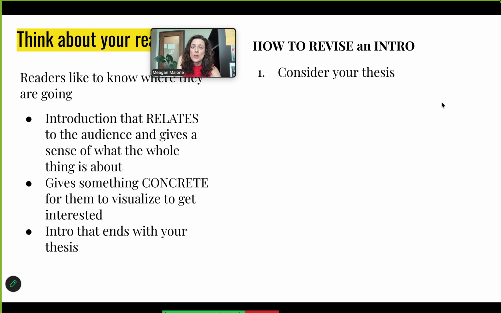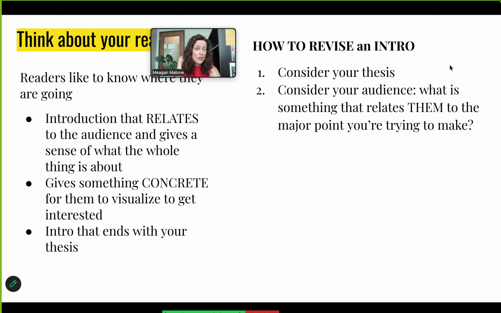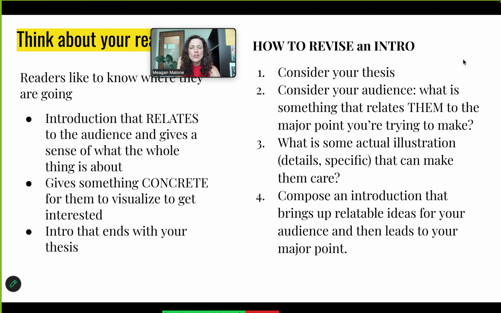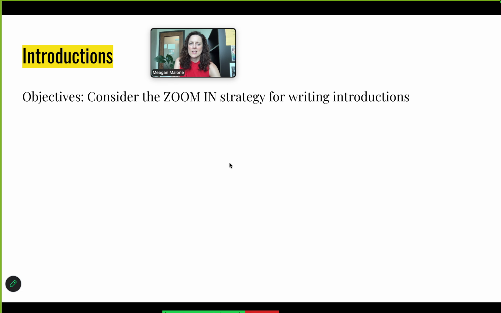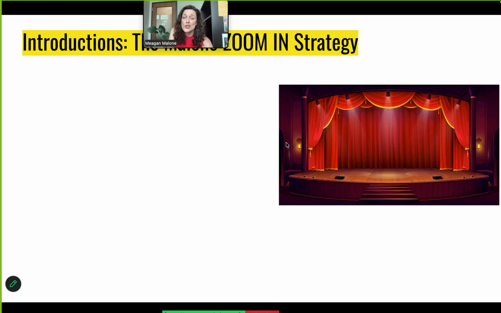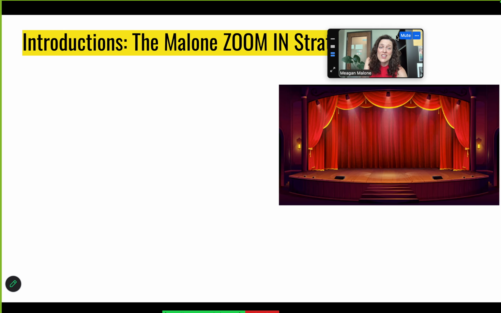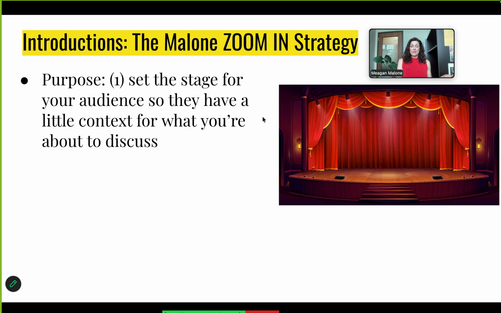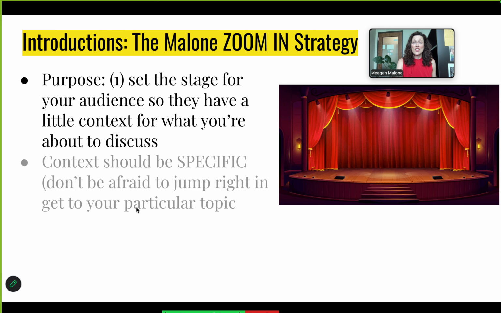So you want to consider your thesis statement. You want to consider your audience. What is something that relates to them, and how do you actually write an intro? And what's an illustration that can make them care? And then you want to compose that introduction. I'm going to give you an example because this is a little bit more complex, and then I'm going to give you a moment to pause and ask, how can I do that for my own essay? I like to use what's called the zoom in strategy, and the way it works is this. The purpose of an introduction is to set the stage for the audience so they have a little bit of context for what you're going to discuss.